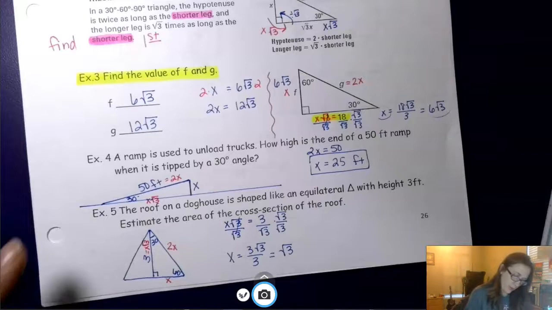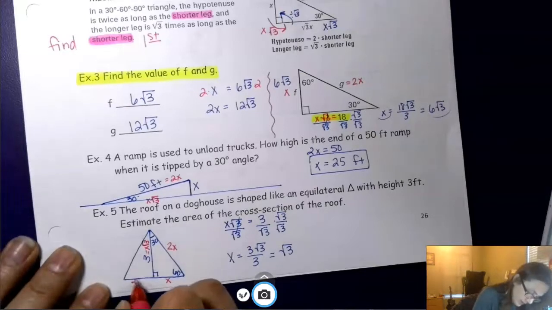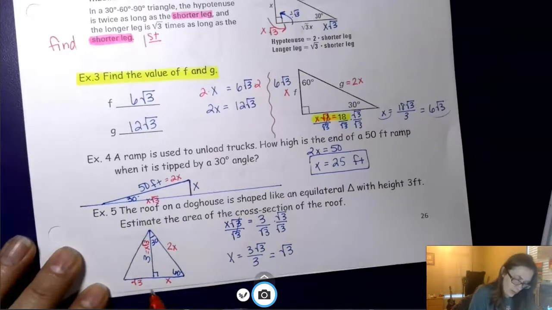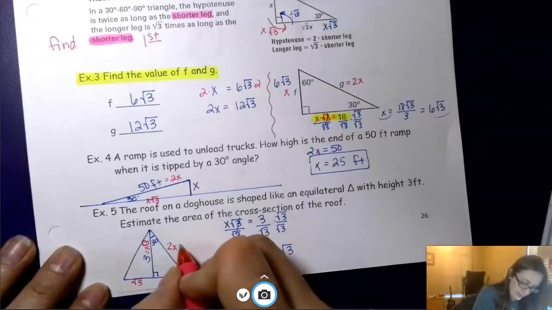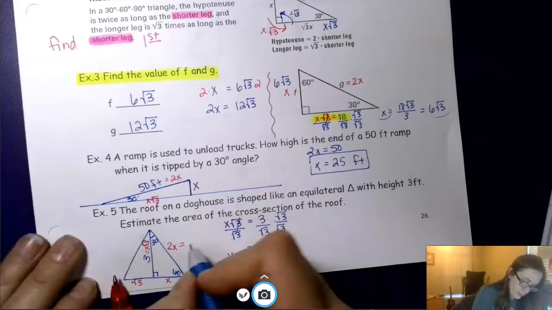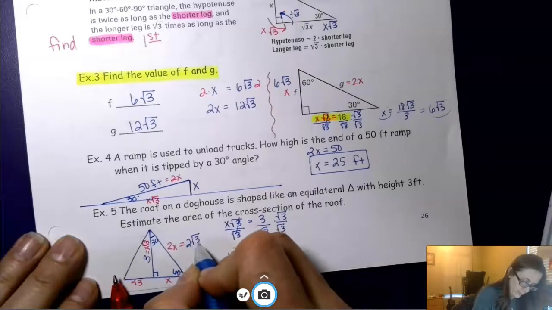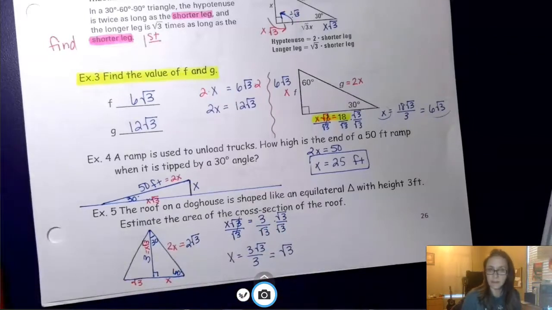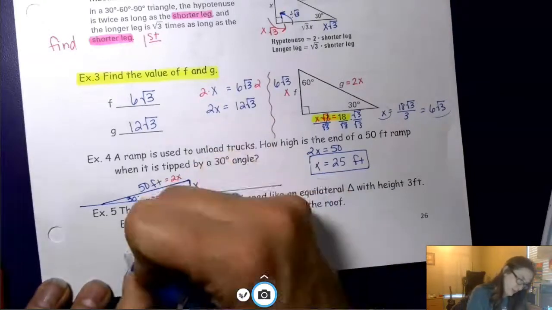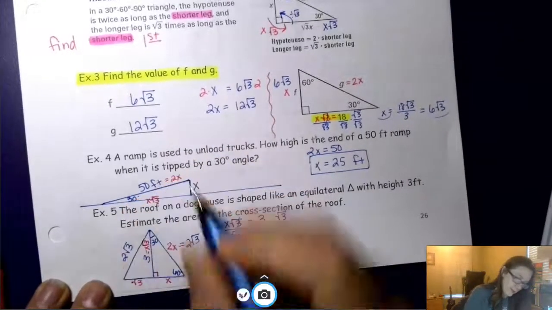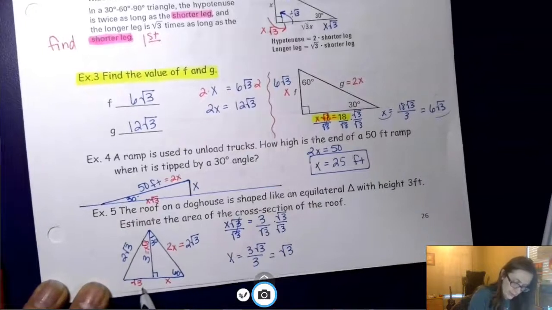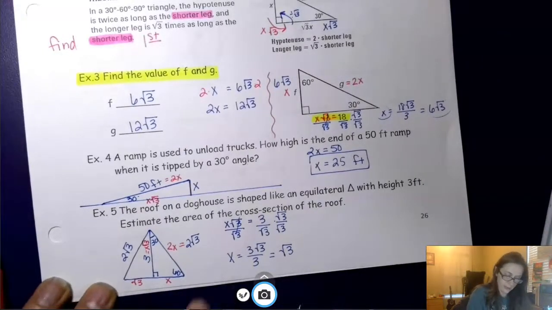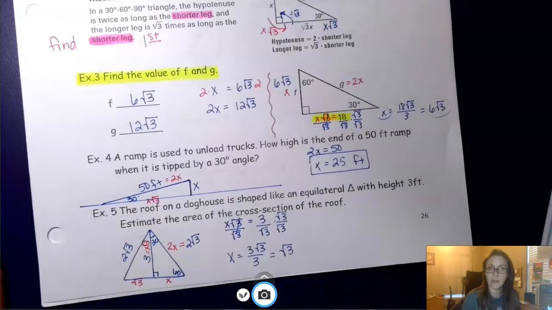So I know that this is root 3 and this is root 3. Multiply by 2. My side right here is going to become 2 root 3. That's not what the question asks, but I was able to figure out all the sides of the triangle. Because if this is root 3 and this is root 3, add them together, it's 2 root 3. Multiply, either way it's going to work.